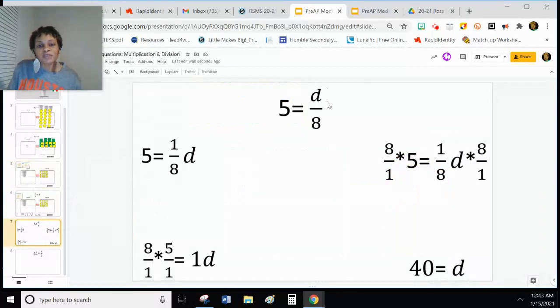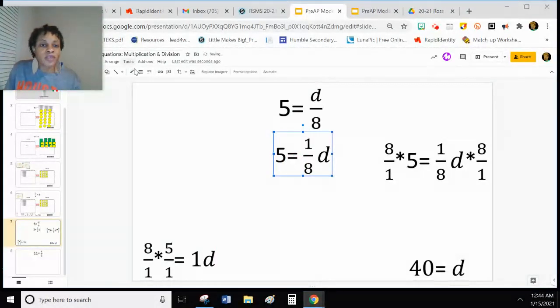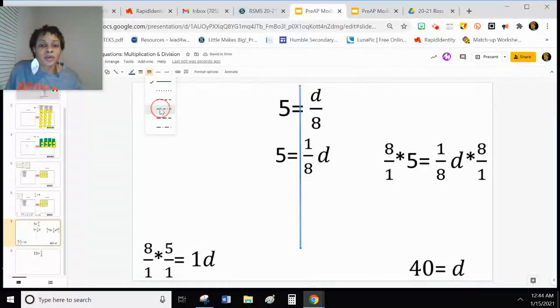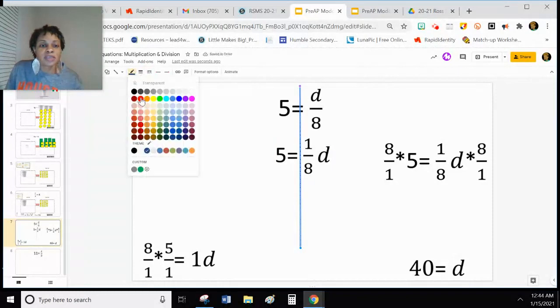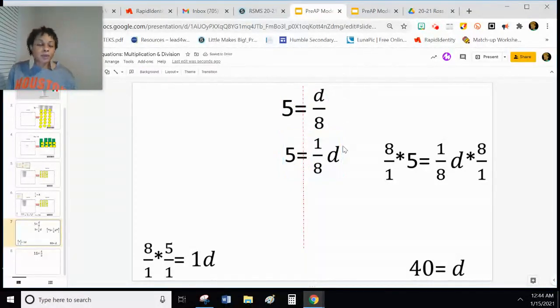So here we have 5 is equal to d over 8. Remember, it doesn't matter if the variable's on the left or the right. That's insignificant. You're still going to balance both sides. So the first thing we want to do is definitely drag out that fraction. And I keep forgetting because I'm not doing this with paper and pencil. If I had paper and pencil, I would be on it. But I need to make sure I'm creating that. So I have to lead by example, right? So I need to create that dotted line so we have that balance. And I'm going to pull out that fraction.